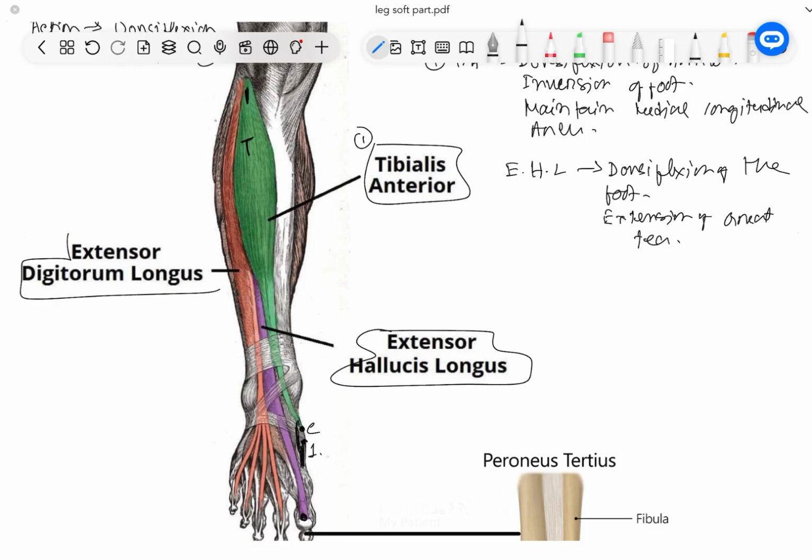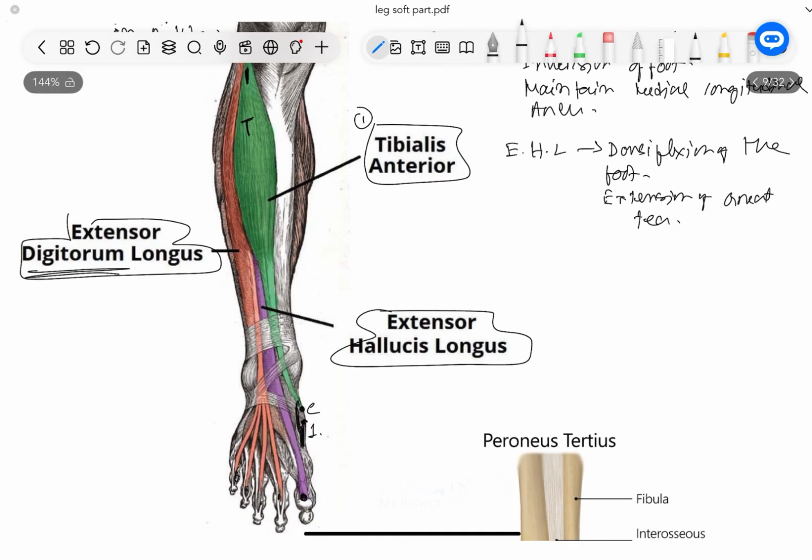Next is the extensor digitorum longus. The name is digitorum, so it contributes to all the digits, 2 to 5. Extensor digitorum longus arises from the upper 1/4 of the medial part of the anterior aspect of the fibula, the middle part of the fibula also. After that, it will be inserted into the middle as well as the distal phalanges of toes 2 to 5.